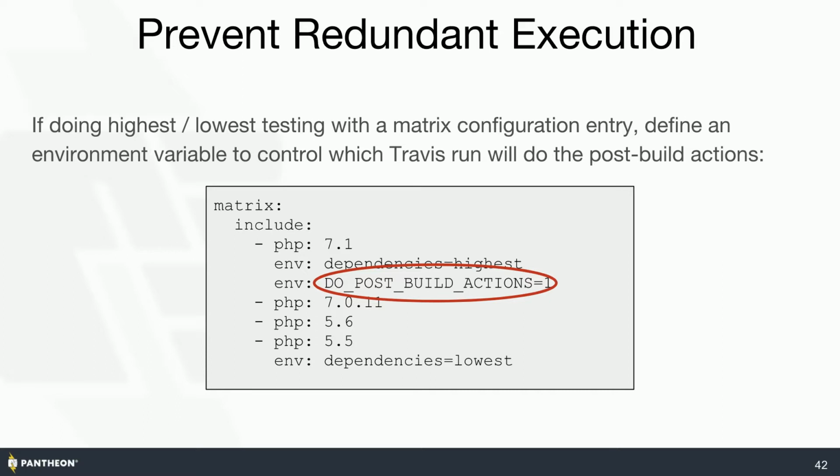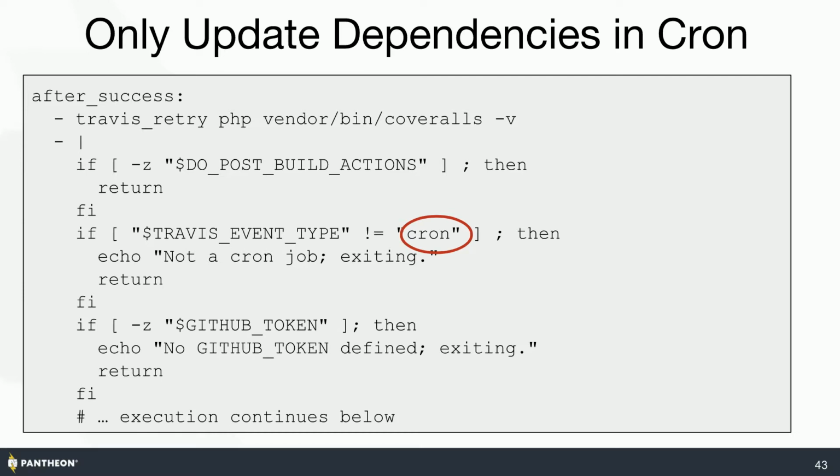We want to prevent redundant execution. In my last presentation, I talked about highest lowest testing. So if you've set up highest lowest testing, you can add another environment variable that says something like do post build actions, and then when your script actually runs, you can test to see if that environment variable has been set. So if you're doing parallel tests across a lot of versions of PHP, only one of those will actually do the composer lock update. We also check to see if the Travis event type is cron, so that we don't do our cron tasks in our ordinary test runs.